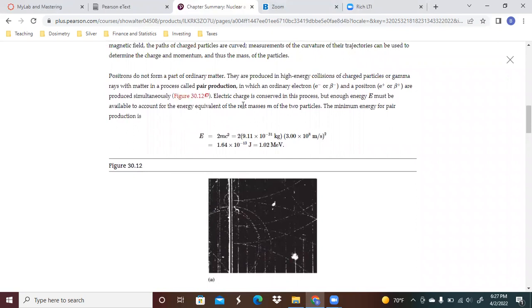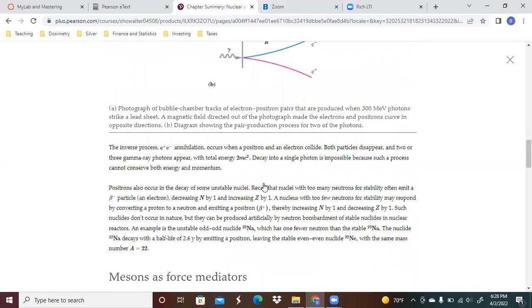Positrons do not form a part of ordinary matter. They are produced in high energy collisions of charged particles or gamma rays with matter in a process called pair production, in which an ordinary electron and a positron are produced simultaneously. Electric charge is conserved, but enough energy must be made available to account for the energy equivalent of the rest masses of the particles.